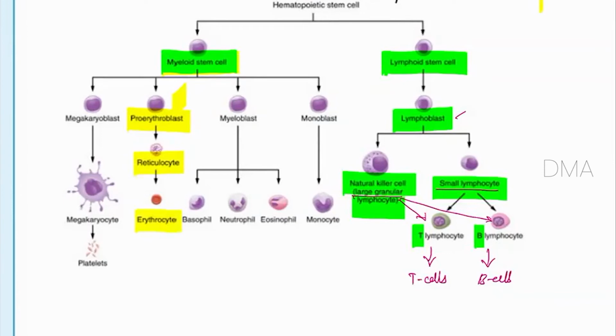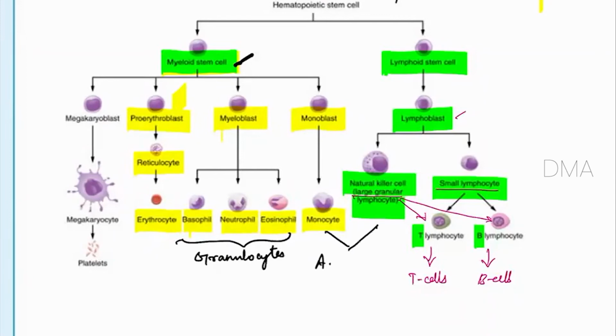And now moving on to the myeloblast cells, which is the one going to give rise to the major of the white blood cells, that is the granulocytes. The myeloblast is going to give rise to basophils, neutrophils, and eosinophils. So this basophil, eosinophil, neutrophils, they are coming under granulocytes. Whereas from the myeloid stem cell, you will have this monoblast cells. So this monoblast cells is going to give rise to the monocytes. The monocytes with the lymphocytes, they are considered as agranulocytes.